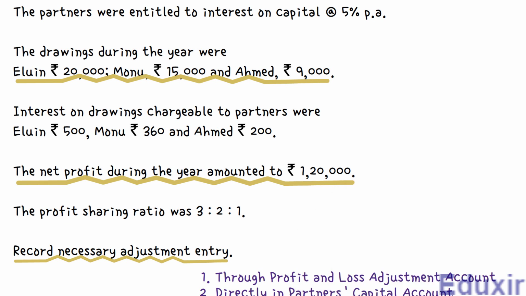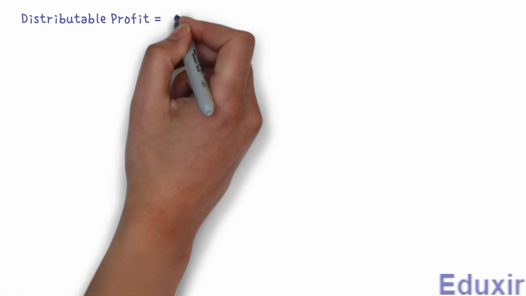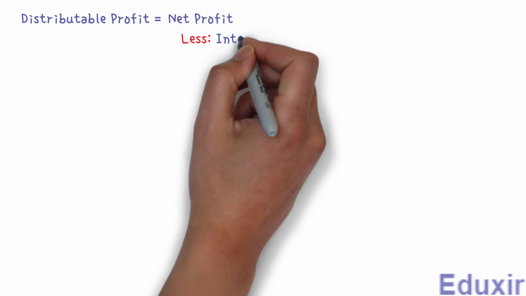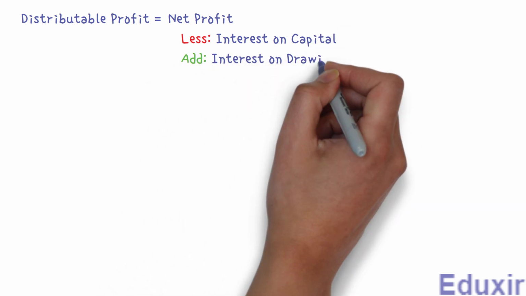Now, to calculate the profit share of each partner, we need to find the net profit that should be distributed among the partners. See, the net profit is not directly distributed to the partners, right? From the net profit, we have to allocate the appropriations and then the remaining profit should be distributed among the partners. So, the distributable profit can be calculated by considering the net profit, and then from that, we lessen the interest on capital and add the interest on drawings.